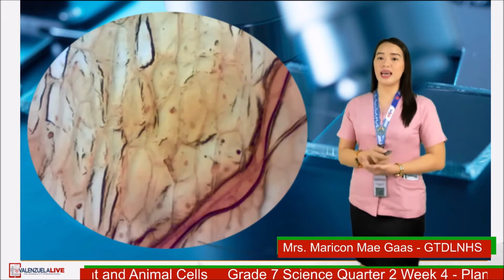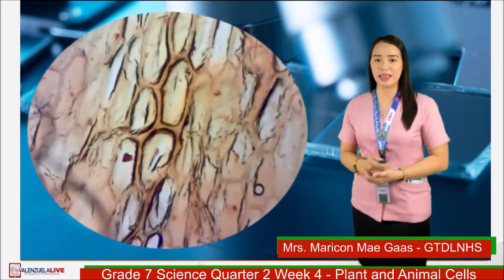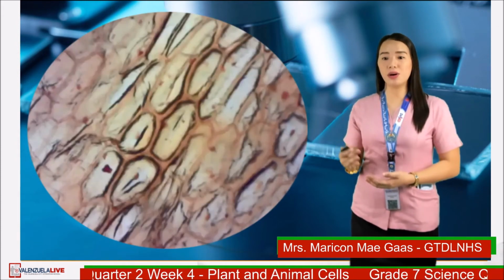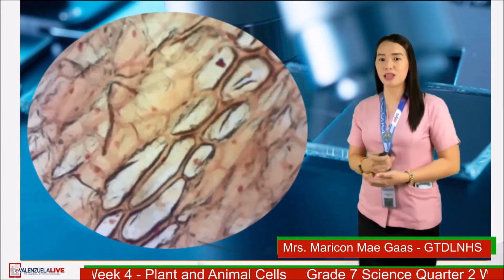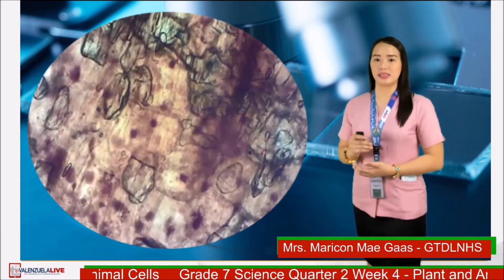As you can see, a large number of regularly shaped cells are aligned side by side. Each cell has a distinct cell wall. Also, we can see a distinct nucleus present in each onion cell.